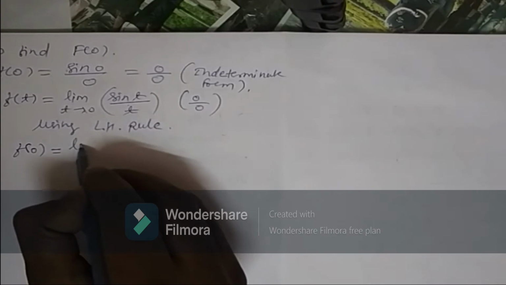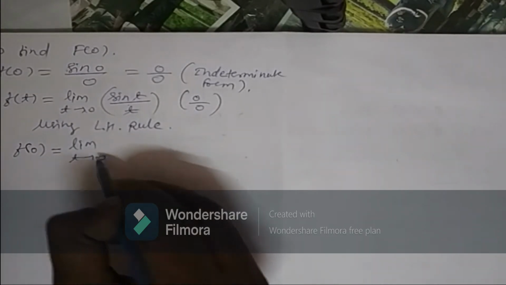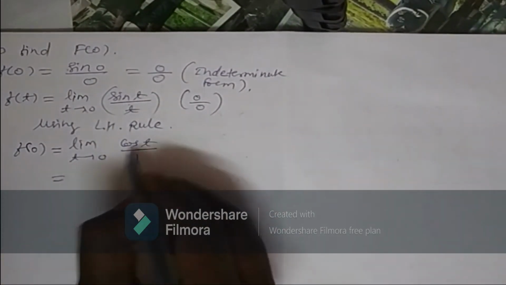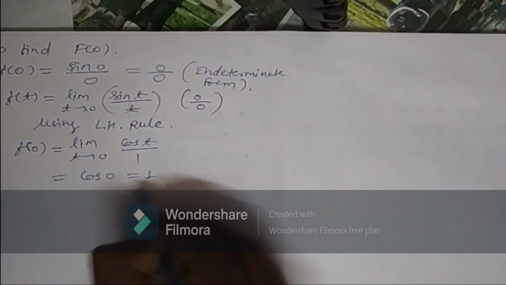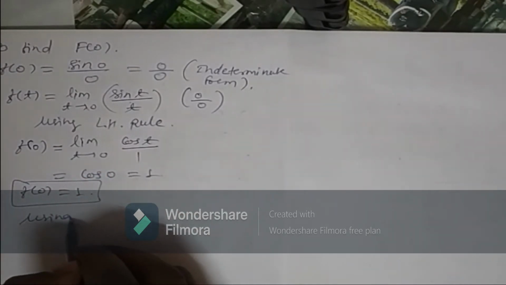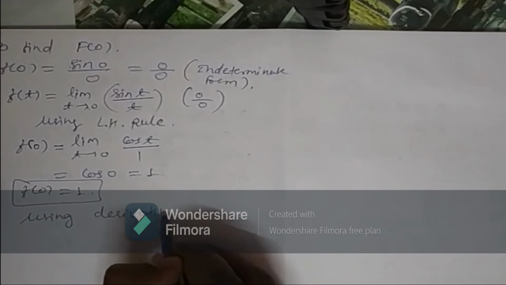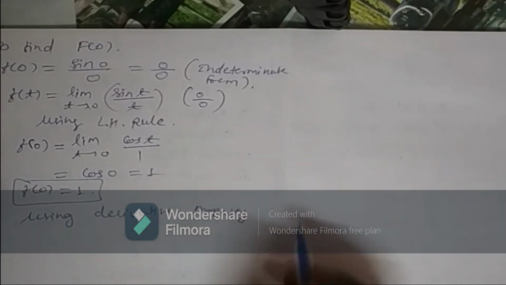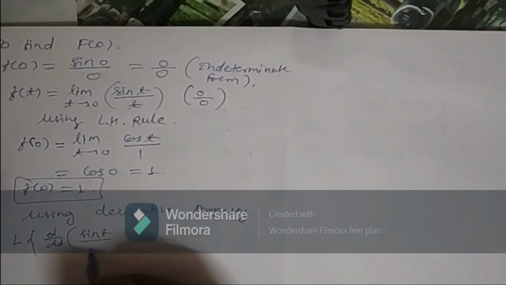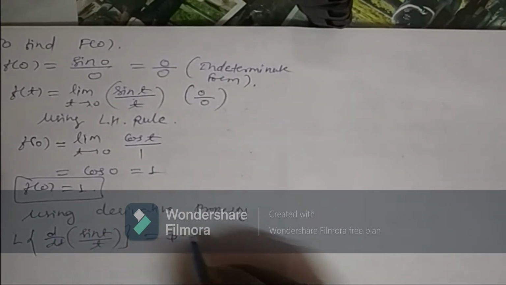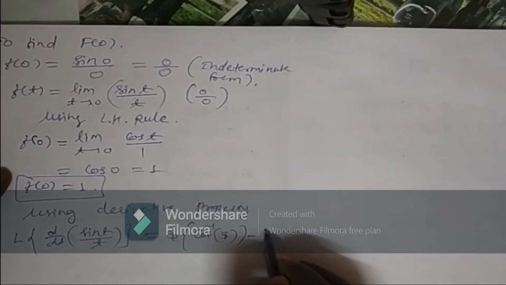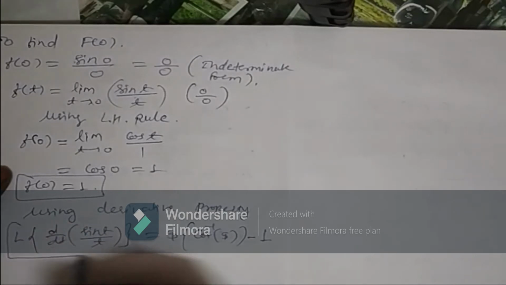F of 0 is equal to limit t tends to 0. The derivative of sin t is cos t and the derivative of t is 1. Now put the values. What do we get? Cos of 0, and that will be 1. So f of 0 is equal to 1. Now using the derivative property, Laplace transform of d upon dt of sin t upon t is equal to s into f of s, minus f of 0. What is the value of f of s? Cot inverse of s, isn't it? Minus 1. So this is the final answer.